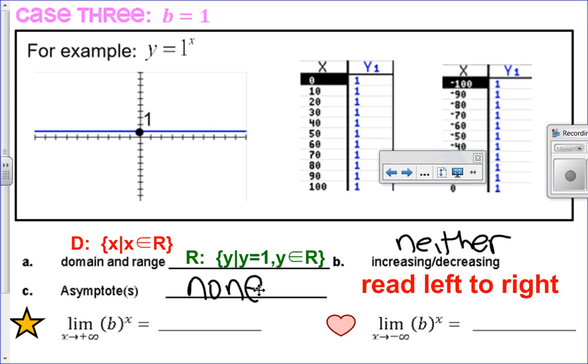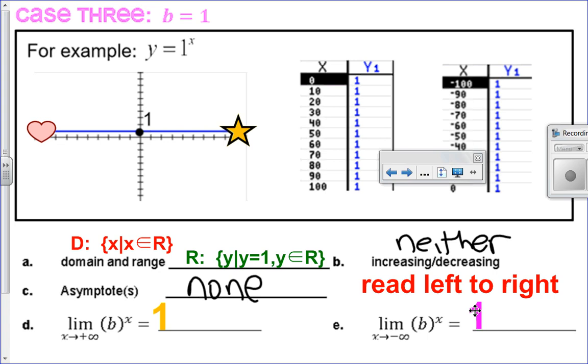Let's talk about the limits. So the limit as x approaches positive infinity, as it gets bigger and bigger and bigger here, you can see it's just approaching a y value of 1. And as x approaches negative infinity, you can see that that is approaching a y value of 1 as well.